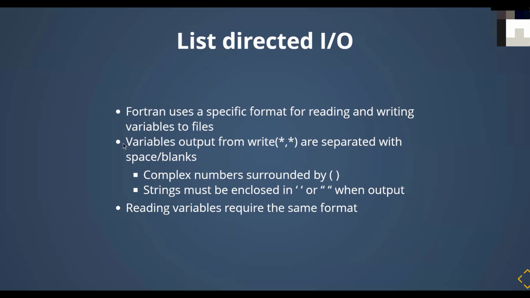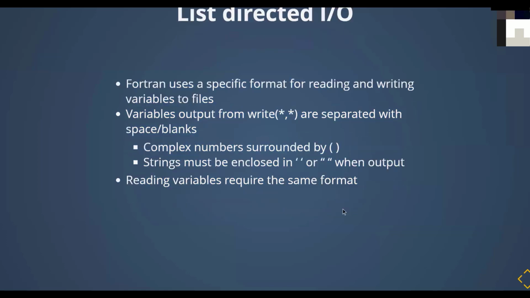Sorry. List-directed I/O. That is the default format to write. And as I said before, Fortran will handle the conversion from floating point to strings. It will also write in a certain format in that file to be able to detect the different data types. So complex numbers are surrounded by parentheses, and strings must be enclosed in double quotes. And if you read, you need to specify them in the same format.